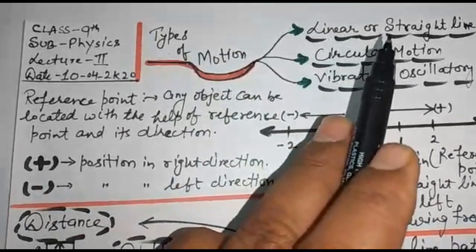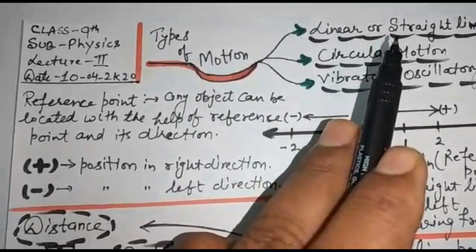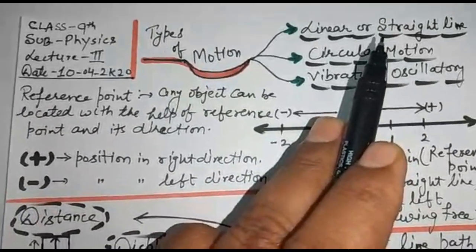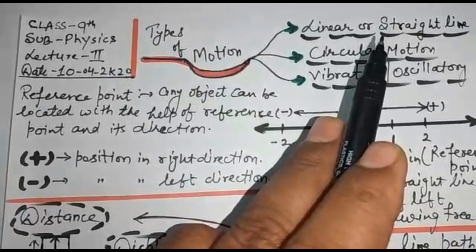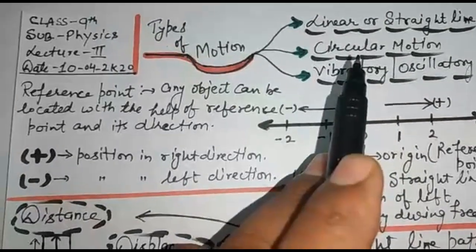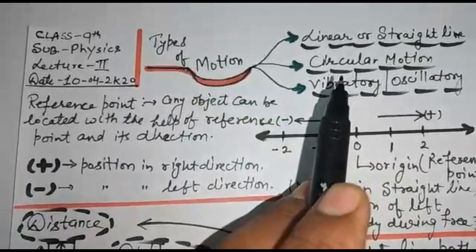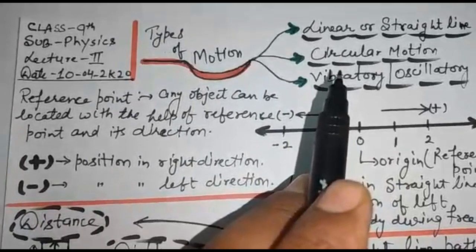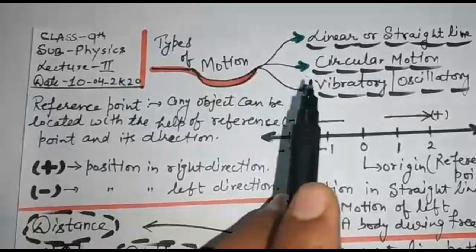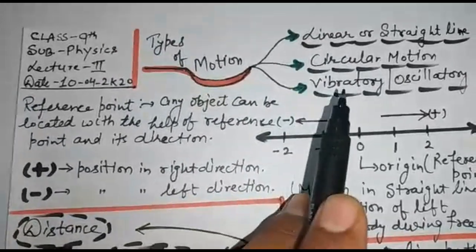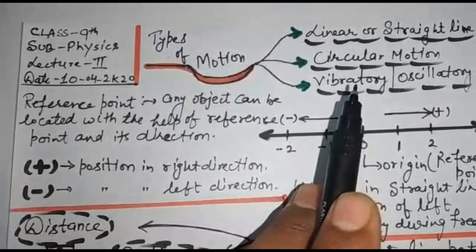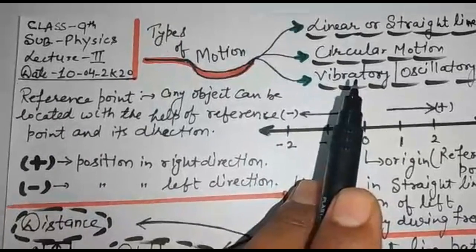So linear motion or straight line motion is the motion in which a body moves along a straight line path. We can take an example of a body which is falling towards the earth in the downward direction due to the force of gravity. In circular motion, we can take an example of a fan, the motion of the fan, or we can also take the earth. We can consider the earth which is rotating about the sun. And for vibratory or oscillatory motion, the pendulum which moves to and fro or back and forth.